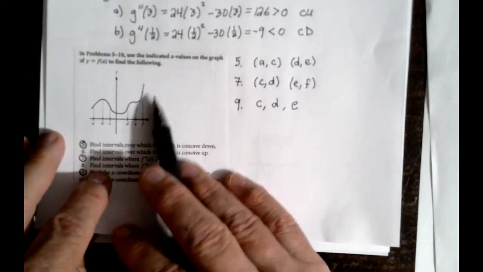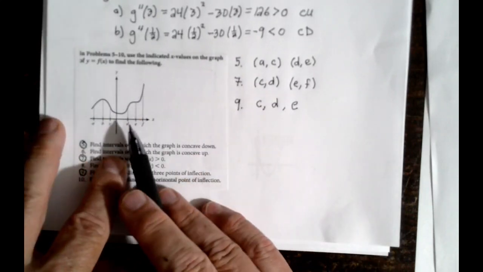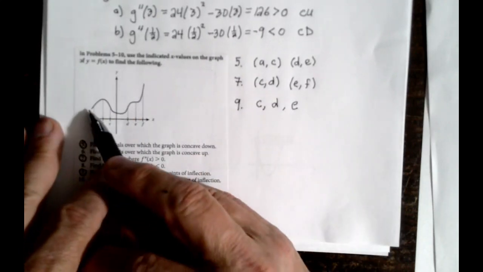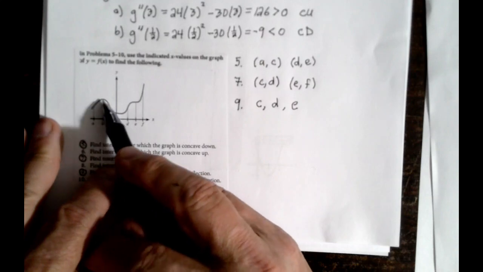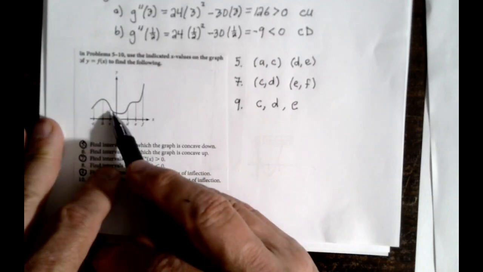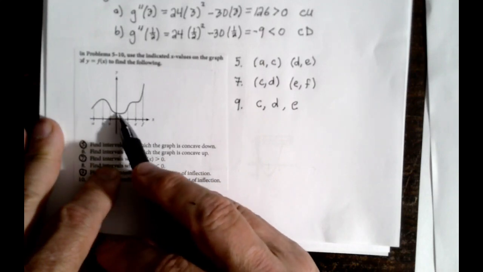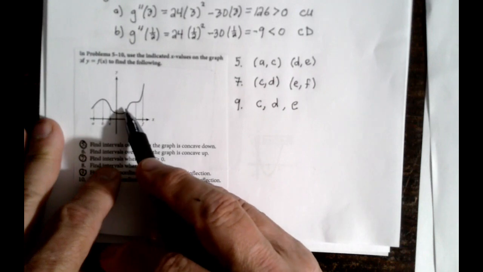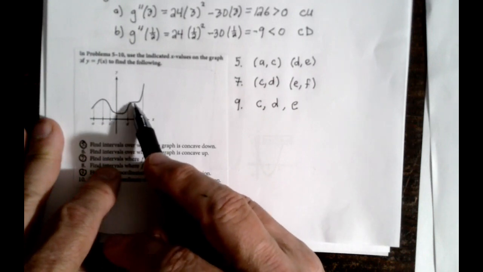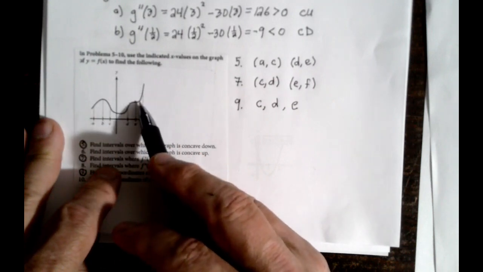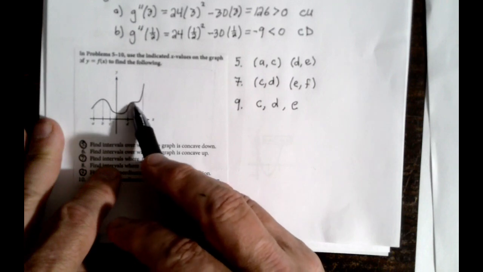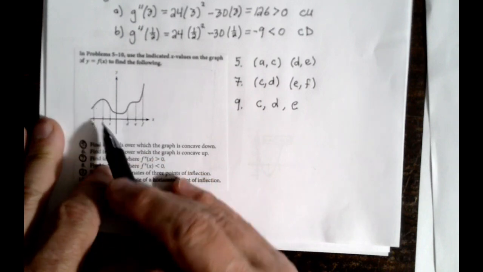This one says for these functions, tell where the function is concave down. Well, you can see it's concave down here from A to C, and from C to D it's concave up again, and from D to E it's concave down, and from E to F it's concave up. So concave down is DE and AC.